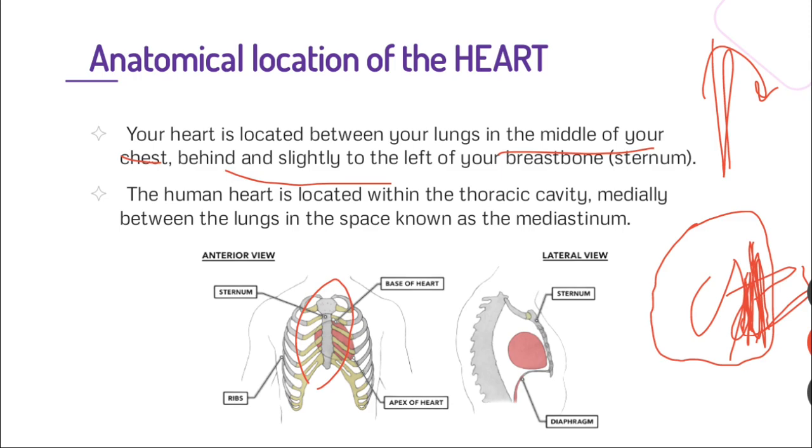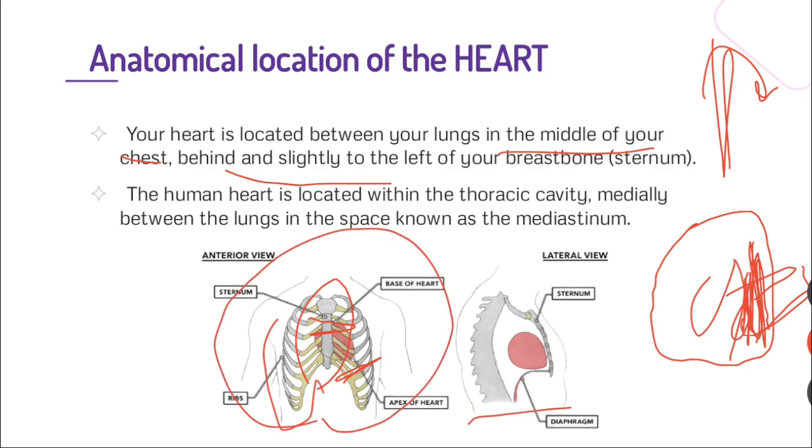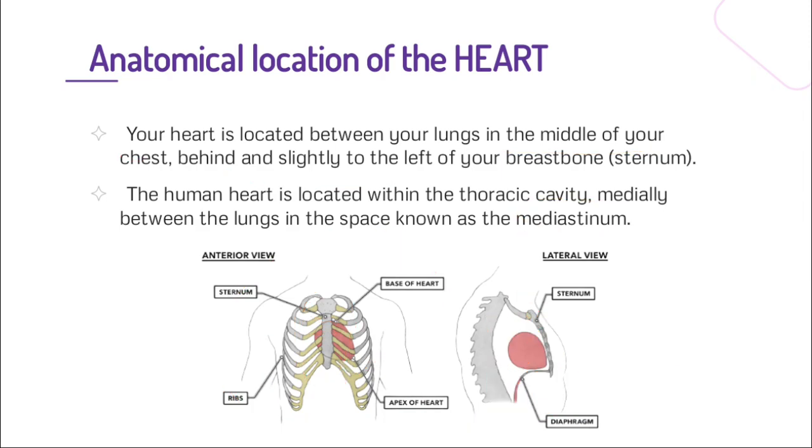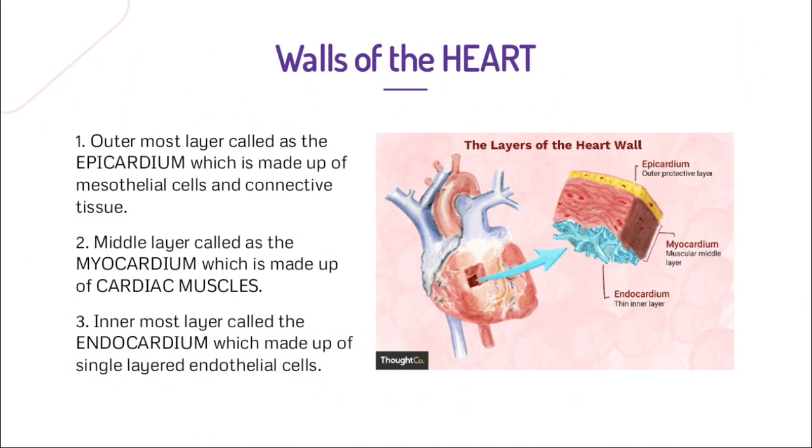Okay, this is your base of the heart, and this is your apex of the heart, and these are your ribs, and this is your thoracic cavity, and this is the lateral view. See, this is diaphragm, this is heart, and this is sternum. This place where heart is located is called the mediastinum. Clear, guys? Moving on further with the next one, walls of the heart.